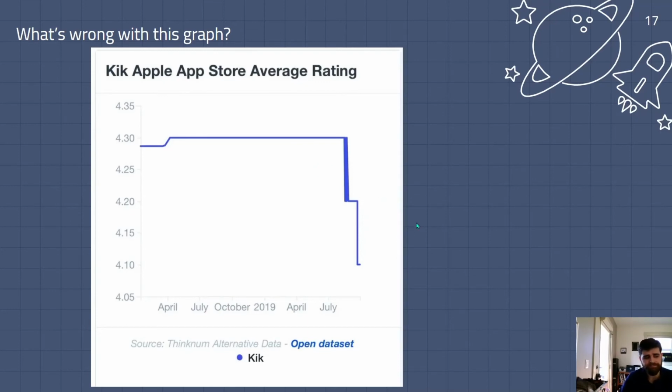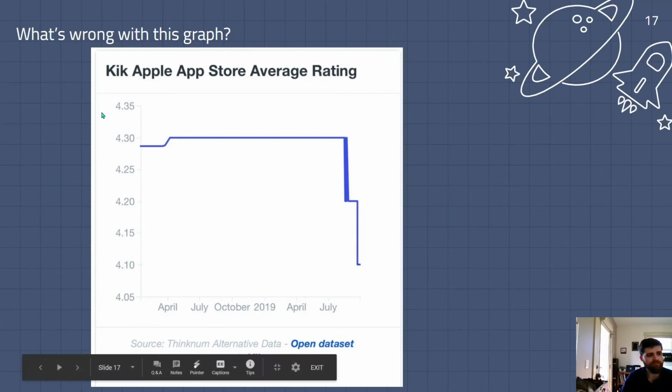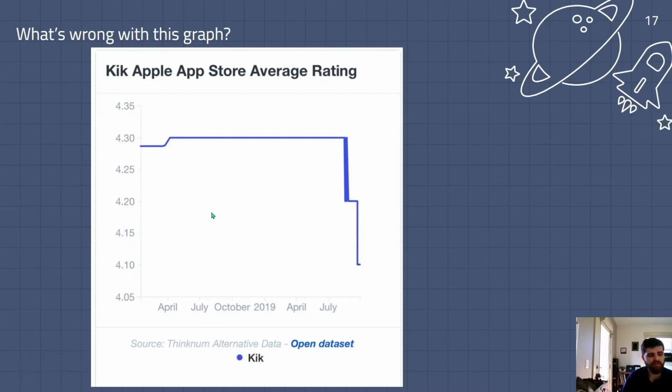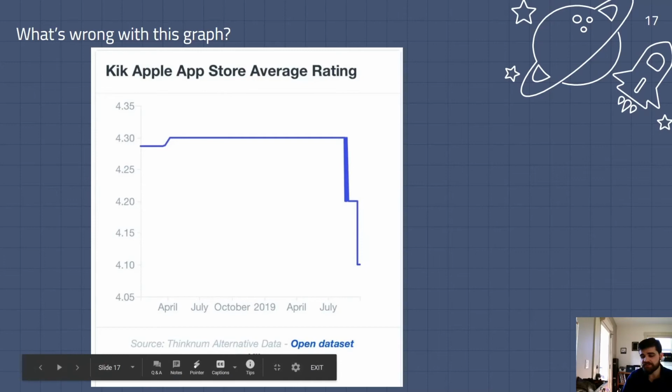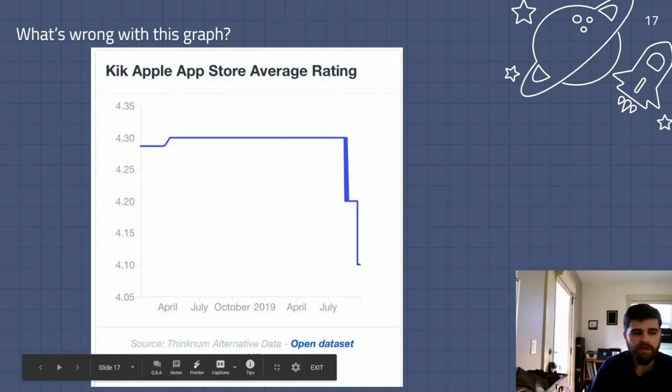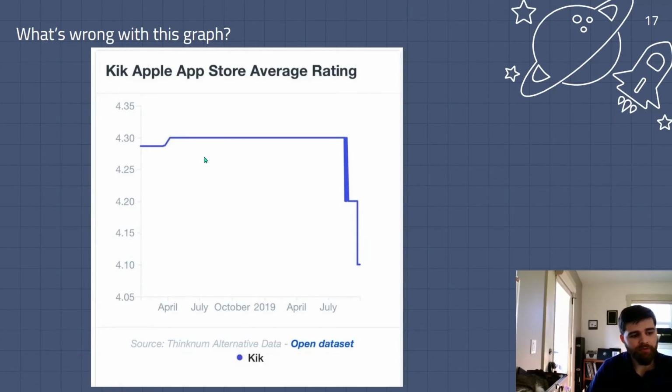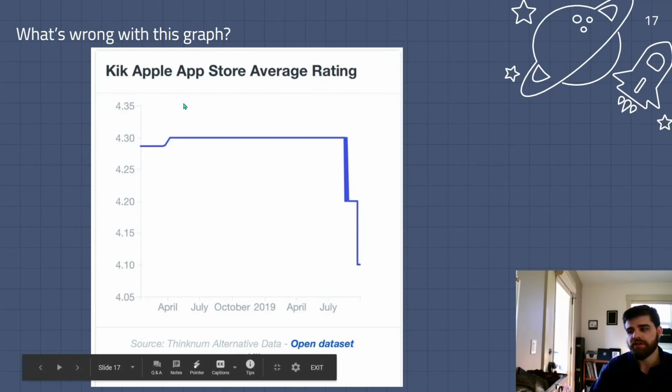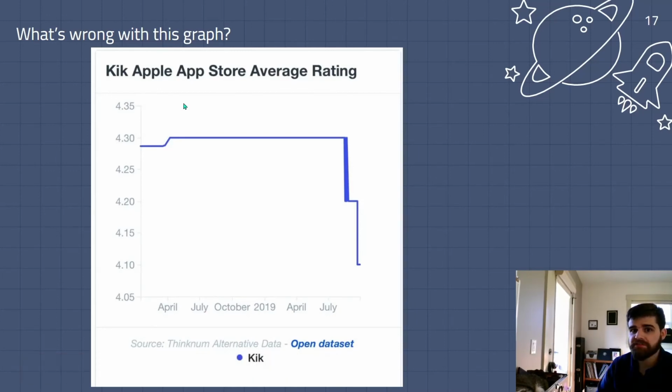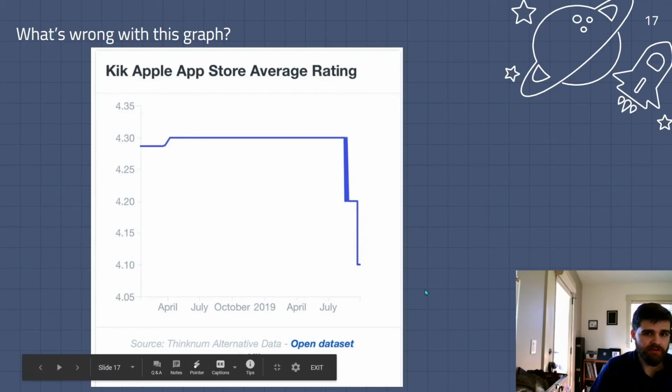Can you see why? If we look at the y-axis, it only goes from 4.05 to 4.35. I'm guessing this is a 1 out of 5 stars type rating scale. So although this drop looks pretty dramatic, it has only dropped from 4.3 to 4.1. A better way to represent this would be to show the full scale from 0 to 5. So a common way that graphs can be misleading is when the y-axis doesn't start at 0.